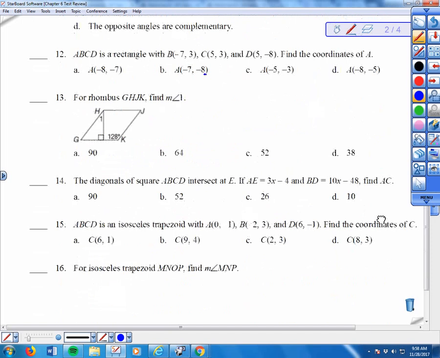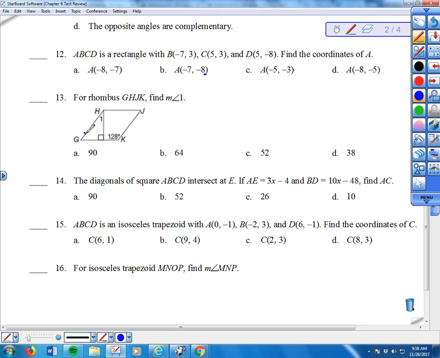Okay, now we've got a rhombus. Rhombus GHJK, find the measure of angle 1. What's a rhombus? Are all rhombi parallelograms? Yes. So what do I know that angle is equal to? It is, but what's the value? What's the measure of it?